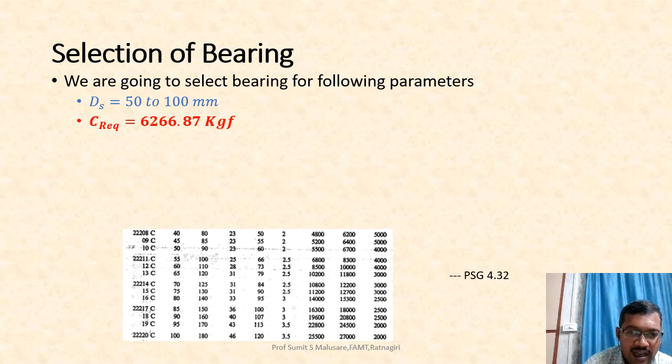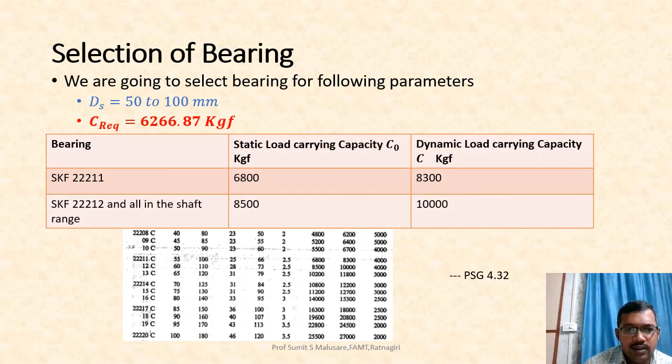It means that I can go for all the bearings in the range that we have assumed. Okay. So I can select 22211 and any bearing up to 22220, because this is the shaft range we have given. So this completes the selection of spherical roller bearing.